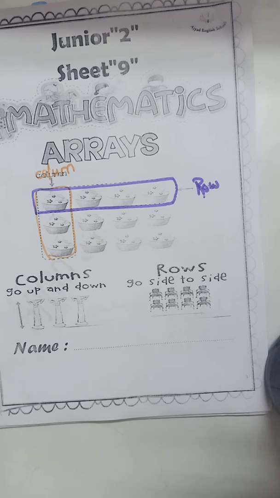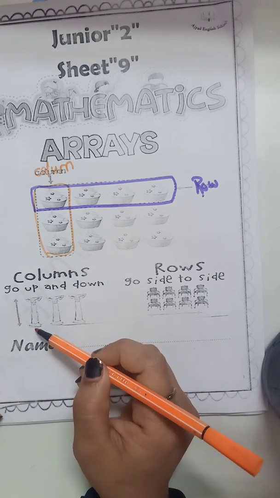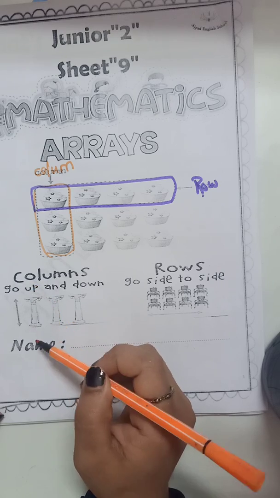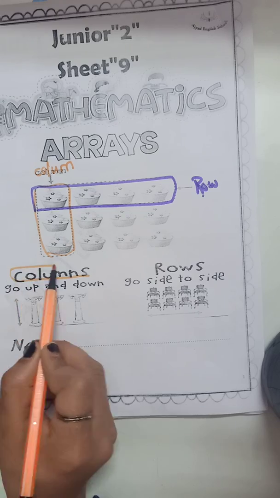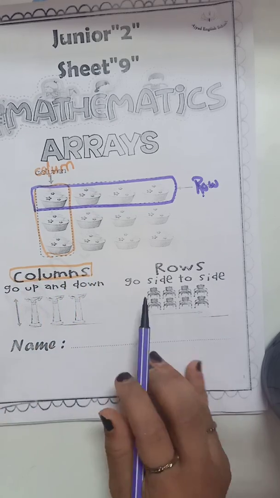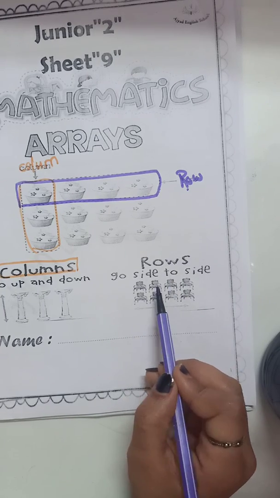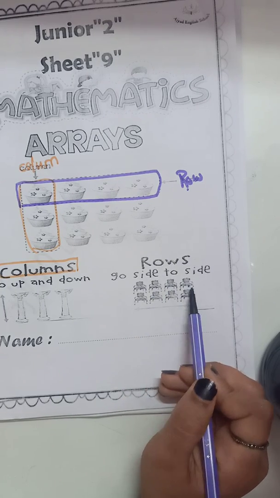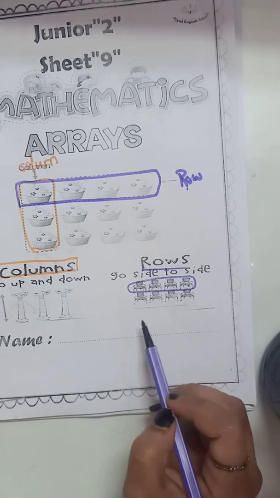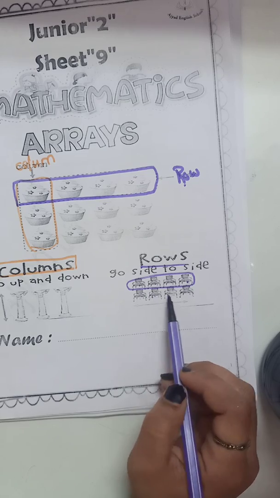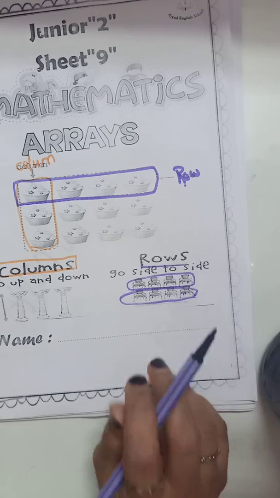Okay, the next one. Here from down to up or from up to down, so this is called what? Column. Excellent. But we have some chairs here going side to side, side to side, side to side. So this is row. Another one, side to side, side to side. So this is called row.